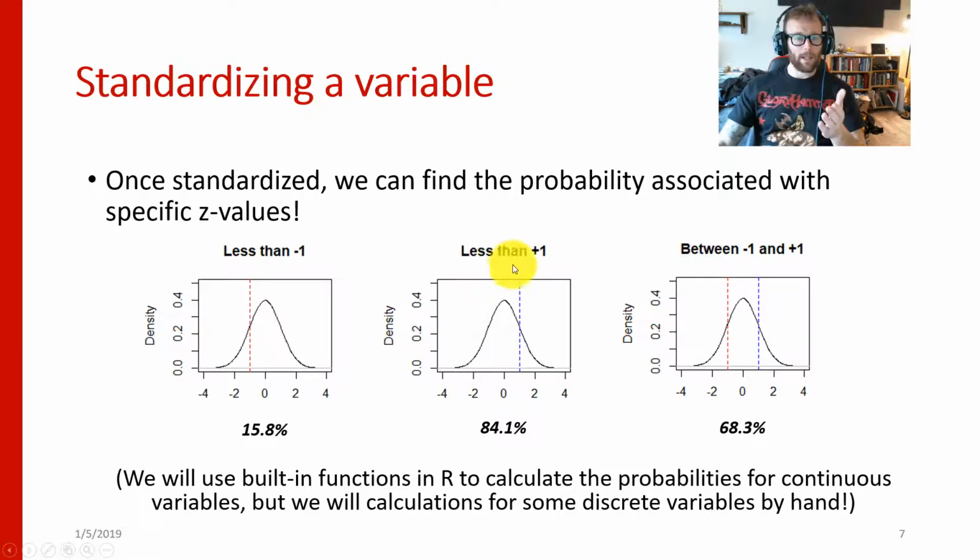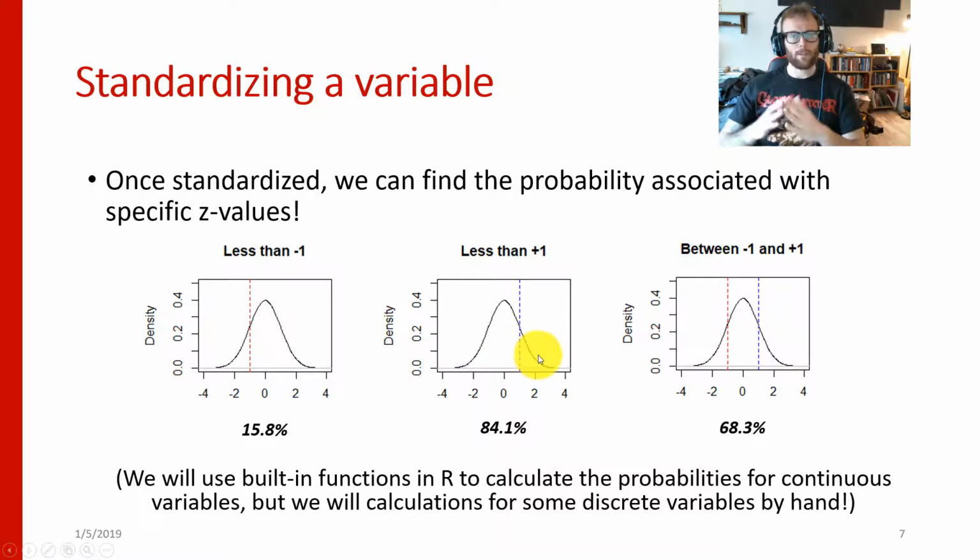Now, what about being less than +1? Well, that happens to be about 84.1%. Okay, so I've indicated that here with the dotted blue line, and you can see that there's about 84% of the density of scores to the left of +1, and about 15% to the right.